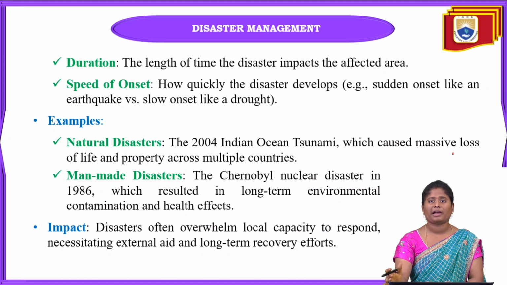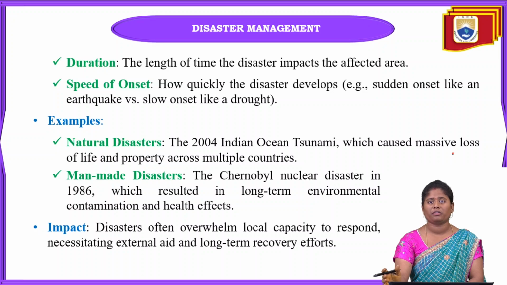The main example of a natural disaster is the one that occurred in the Indian Ocean in 2004. A tsunami occurred at that time, and there was so much loss of human life as well as property. And next is man-induced disaster, the Chernobyl nuclear disaster that occurred in 1986. It is one of the long-term environmental contaminations. Why? Because a nuclear disaster releases different types of chemicals into the air, and some contaminate the water also. So because of this nuclear disaster, water pollution and air pollution increase, and that impacts the health of human beings as well as animals.